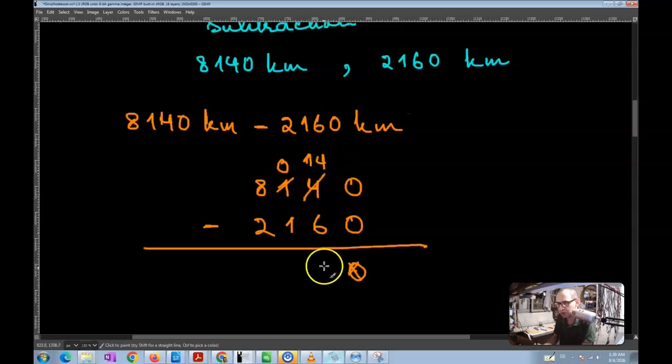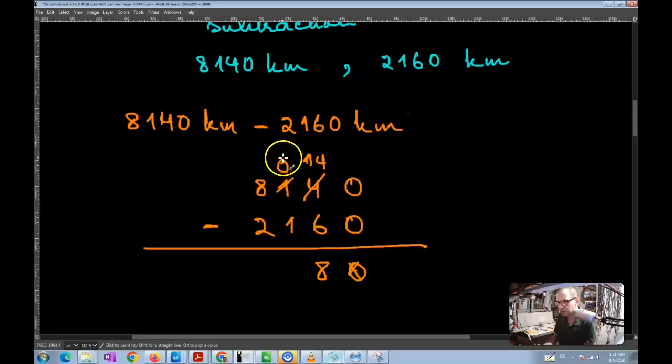So what is the number that I need to add to 6 to get the 14? And that number is 8. So 8 plus 6 is equal to 14. Or I could just simply say 14 minus 6 is equal to 8. Okay? Whichever one comes easier to you, you can use that one.